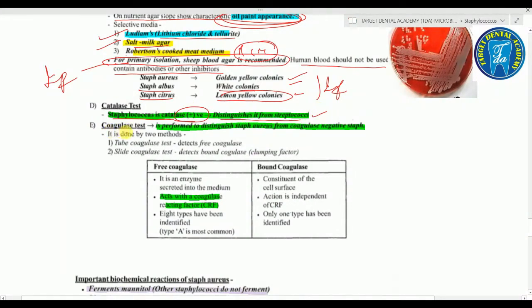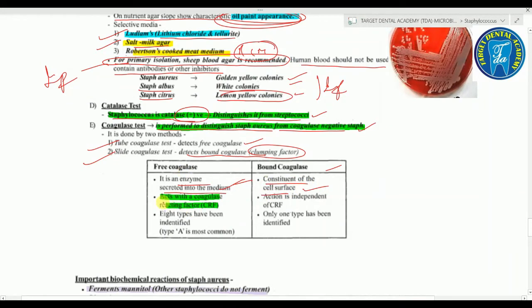The coagulase test is performed to distinguish Staphylococcus aureus from coagulase-negative Staphylococcus. It is done by two methods: the tube coagulase test, which detects the free coagulase, and the slide coagulase test, which detects the bound coagulase, which is a clumping factor. Now, what is the difference between free coagulase and bound coagulase? Free coagulase is an enzyme which is secreted into the medium, while bound coagulase is a constituent of the cell surface.